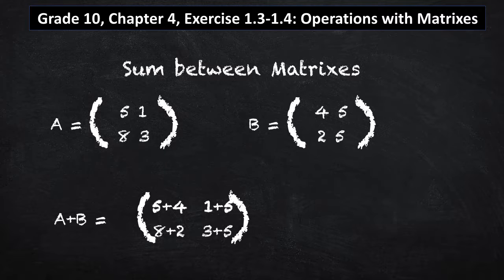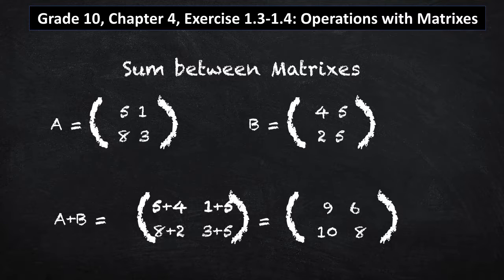So if we compute all the sums, what we get is that the matrix A plus B is equal to 9, 6, 10, 8. The element 1, 1 is the element 9, which is the sum between 5 and 4, which are the element 1, 1 of the matrices A and B. Okay, so we have seen how to do the sum between matrices.